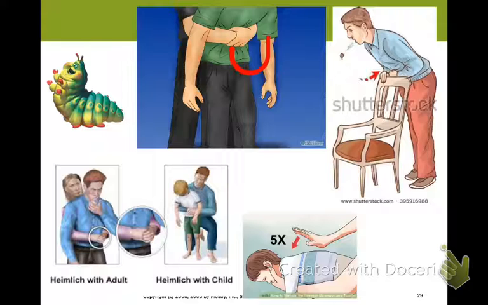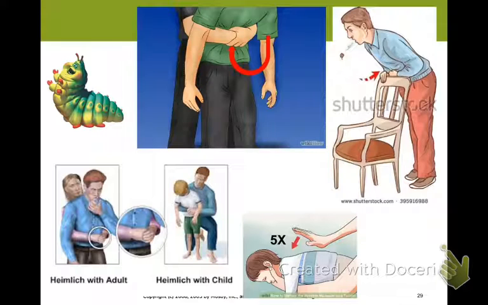But the first thing you want to do is ask them, can you talk? If someone is choking, they can't speak. They could be having chest pain and clutching at their chest, but if they can talk, then that's an indication they're having a heart attack. If they can't talk, then that's an indication they're choking.